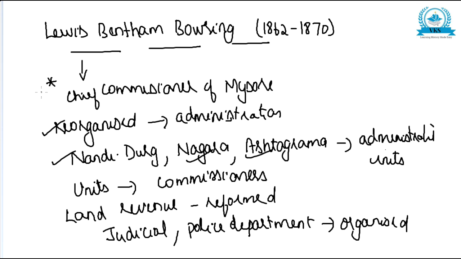So Louis Bentham Bowring took charge as the chief commissioner of Mysore. After that, he reorganized the entire administration of Mysore state, and Nandidurg, Nagara and Ashtagrama became the administrative units. And he appointed commissioners to look after these units. Land revenue was reformed and the judicial and police departments were systematically organized by Louis Bentham Bowring.